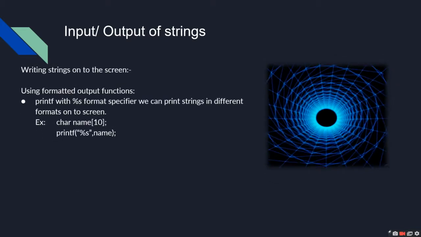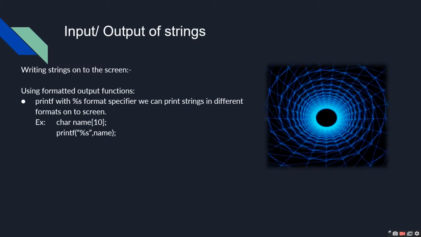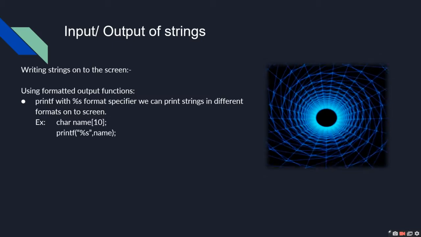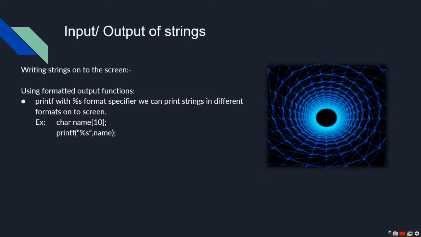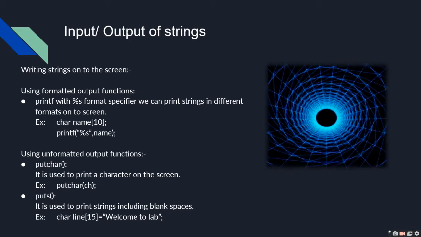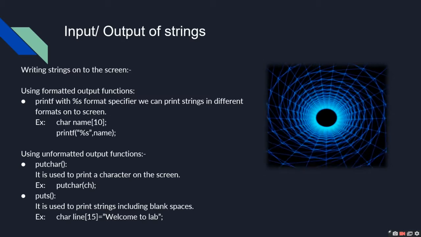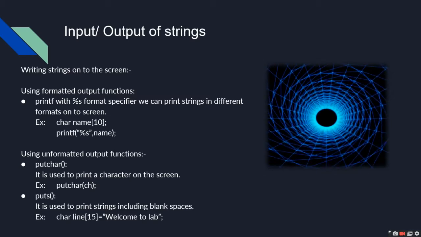Writing strings on the screen using formatted output functions. printf with the %s format specifier, we can print strings in different formats on the screen. For example, using unformatted output functions, putchar is used to print a character on the screen. Example is shown on the screen. puts is used to print strings including blank spaces.